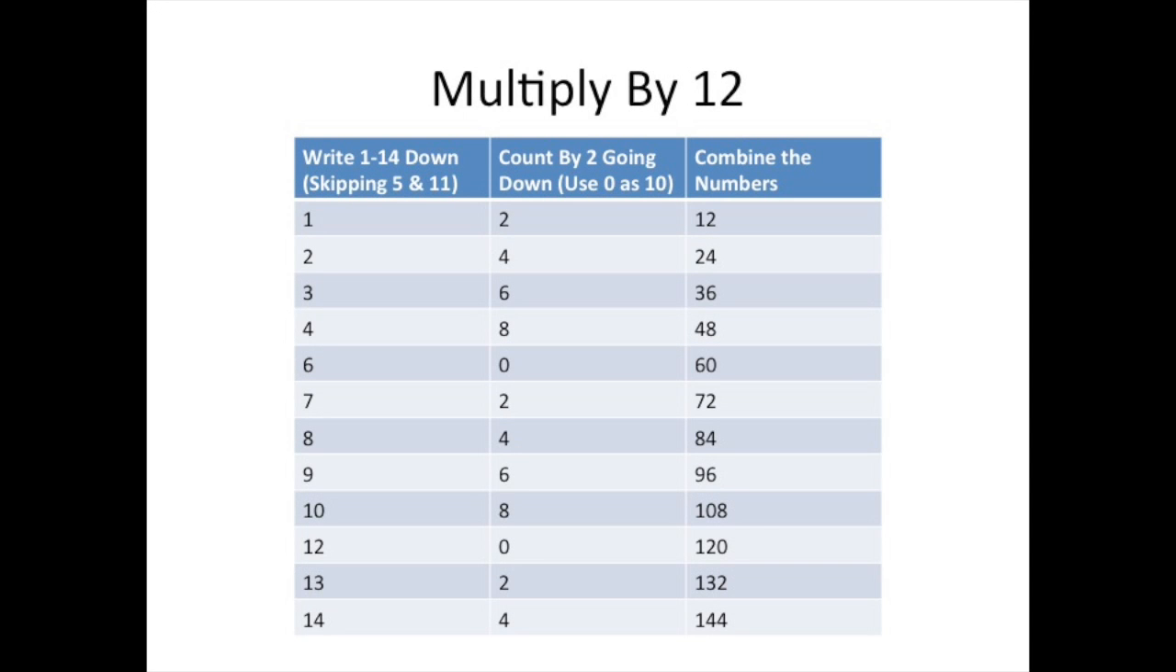To make multiplying by 12 easier, you can write 0 to 14 down, skipping 5 and 11. Then, you can write going down by 2s next to it. And when you hit 10, start from 0 again. This will give you the complete 12 times table.